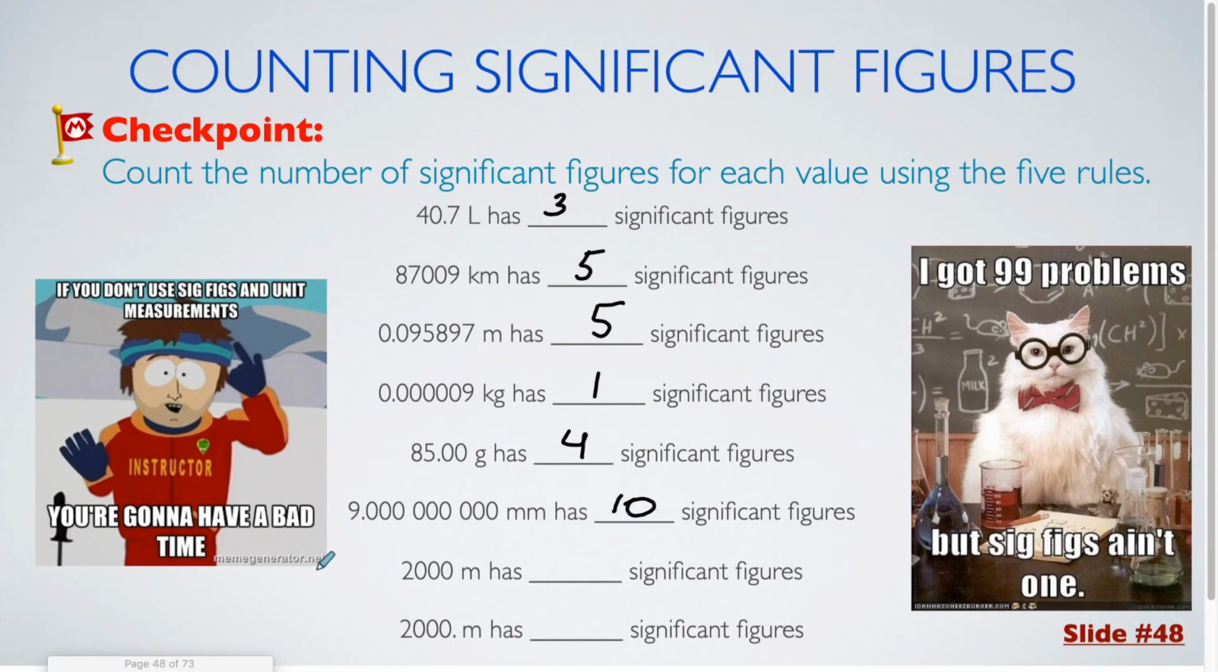For our last two numbers, these are essentially the same exact value. They're both 2,000, but one does not have a decimal and one does. The one without a decimal is going to be 1 significant figure, and the one with a decimal is going to have 4, because all of these count. Please make sure that you write all of these examples out into your notebook, just like any of the other checkpoint questions.